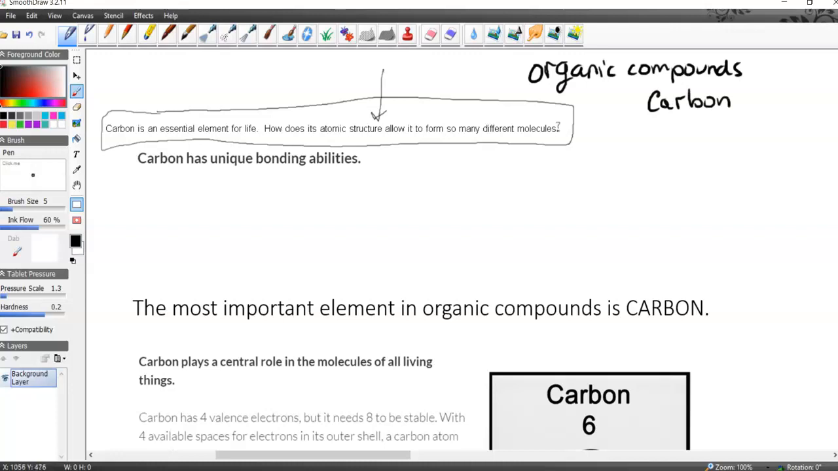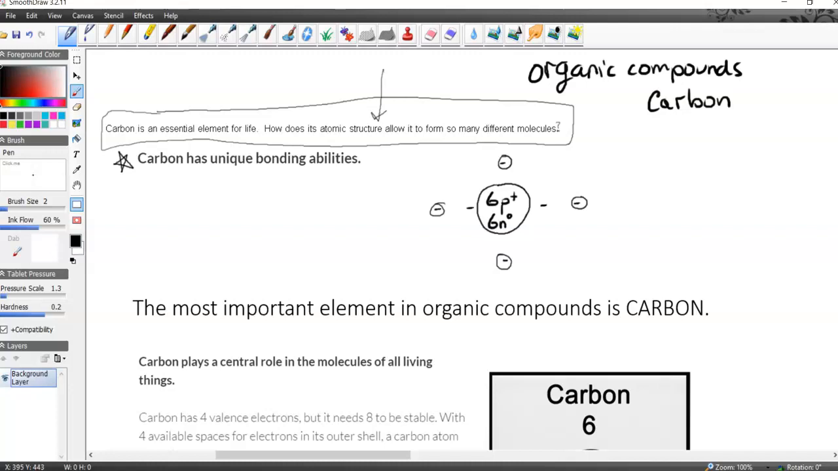Well, the cool thing about carbon is that it has 6 protons in the nucleus. Most carbon atoms have 6 neutrons in the nucleus. But because carbon has 6 protons, here I'll draw a circle around the nucleus, that also means that it has 6 electrons on the outside. So 1, 2, 3, 4, 5, 6 electrons flying around on the outside. But what's really important are these outermost electrons. This is what makes carbon so unique. It says right here that carbon has unique bonding abilities.